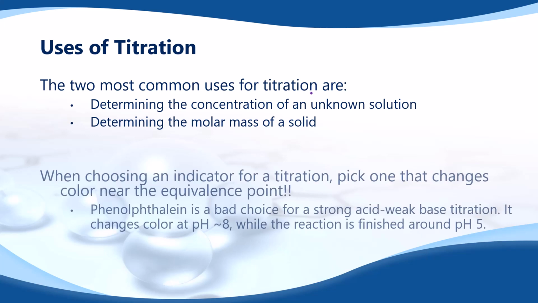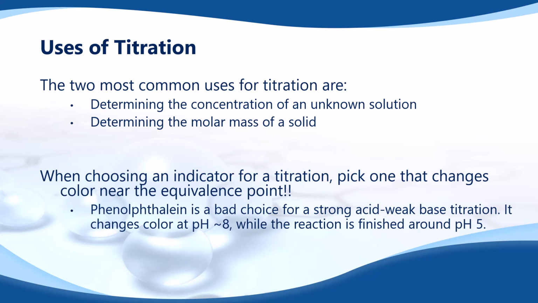Now, like I said, when you do a titration, we typically use an indicator. What you want to do is when you pick an indicator, pick one that changes color near the equivalence. So this is why we went over salt hydrolysis. We have to know, with strong or weak acids and bases, what the resulting salt is going to be, because that's the pH we're targeting with our indicator.